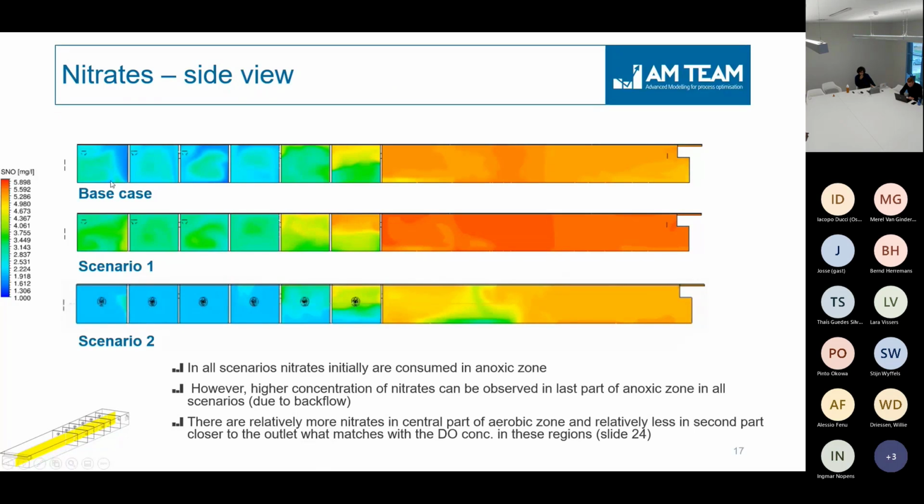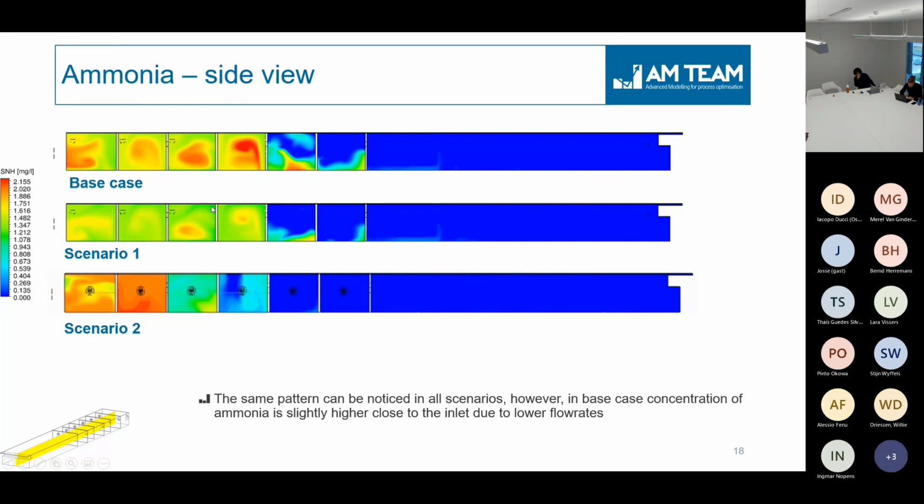And then eventually, if you look at the nitrates, nitrates are being produced in the aerobic zone, but they're also being produced here in the last compartment of the anoxic zone. And then they are being recycled, so you see higher nitrates even in the earlier compartments as well. Ammonia conversion is very good in all the scenarios, except for this little bit. You still find some ammonia in the last compartment, but ammonia conversion is very good across the whole reactor, and then it enters into the aerobic section and it is completely removed.